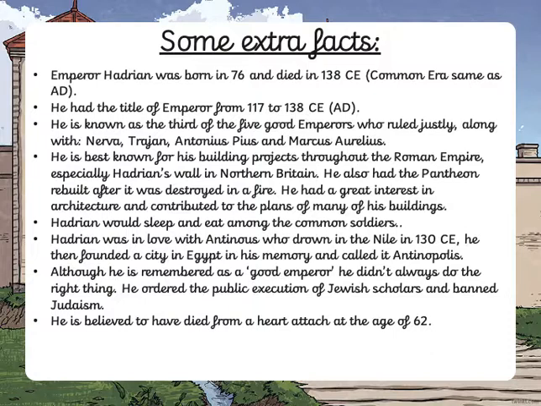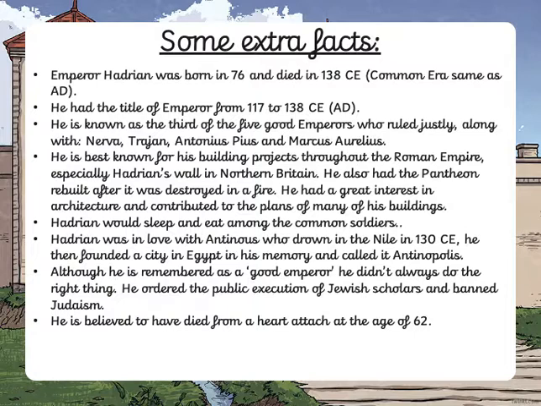He had a great interest in architecture, so that's like what buildings look like, and contributed to the plans of many of his buildings. Hadrian would sleep and eat amongst the common soldiers. Hadrian was in love with Antinous, who drowned in the Nile, so Antinous was actually a young man. In 130 CE, he then founded a city in Egypt in his memory and called it Antinopolis.